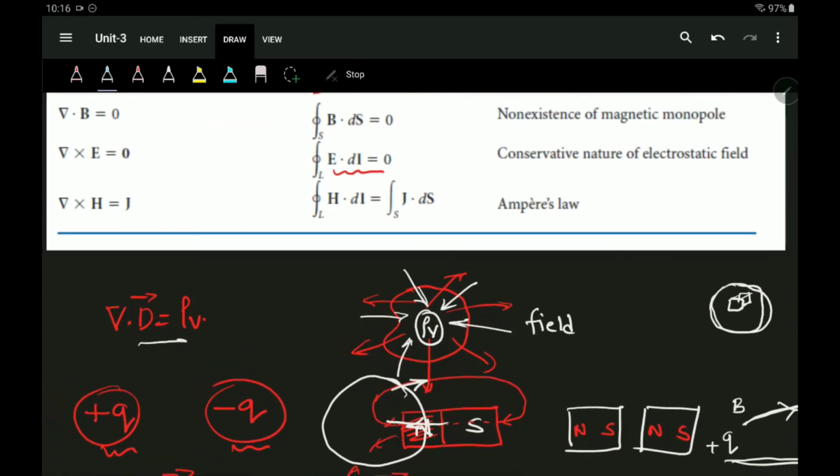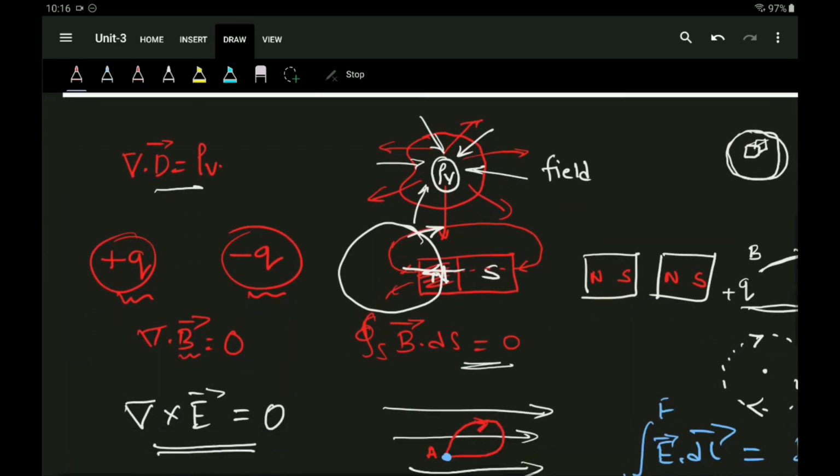And finally, the equation of magnetism, where del cross H equal to J, our curl of H equal to J, where J is the current density. In other words, the closed line integral of H dot dl equals the surface integral of J dot ds. So what was this equation stating, or what does this mean?